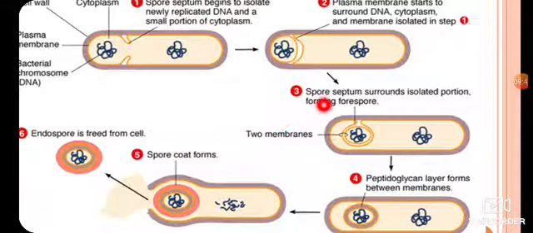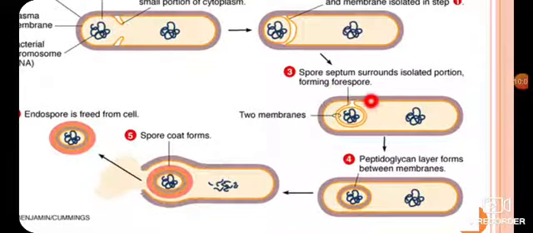Now step number 3, the spore septum surrounds the isolated portion, forming the forespore. Now, in the discussion where we started, the word is called forespore. Forespore means another membrane, a second membrane, surrounds that one spore, that is your forespore. Okay, it is started to form in this area, so now it becomes two membranes. So there are two membranes formed in step number 3.